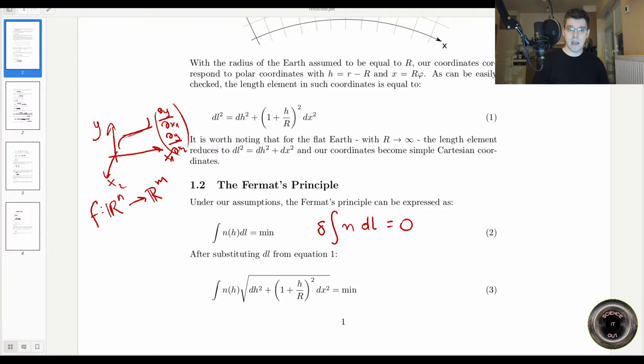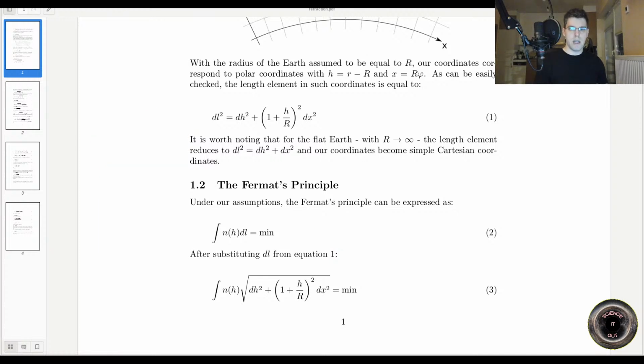The most basic application, let's say, is for things like Fermat's principle. So in this case, let's say we have point A and point B, and we are interested in what curve. Every curve between those two points has an associated value, and this value is this integral of index of refraction times length.